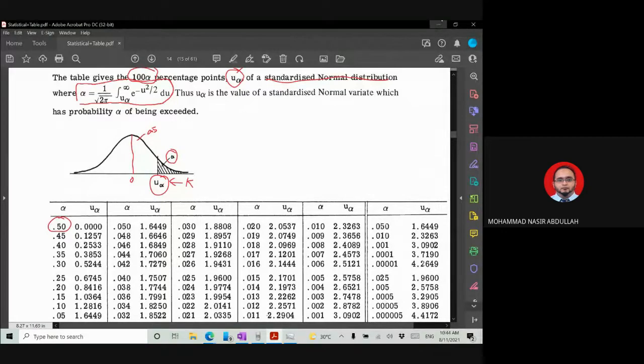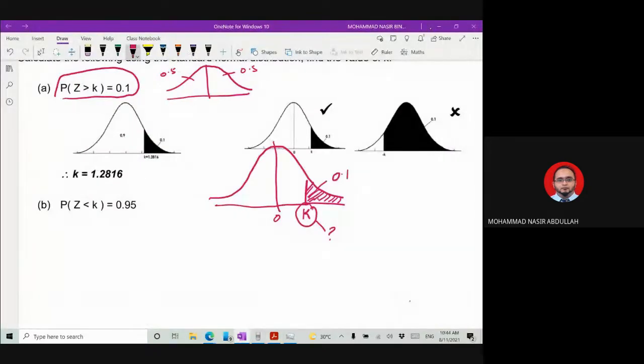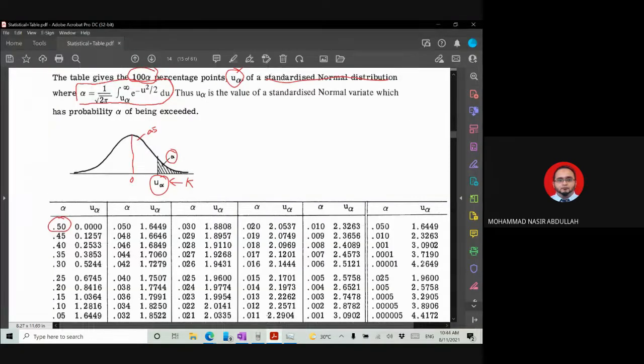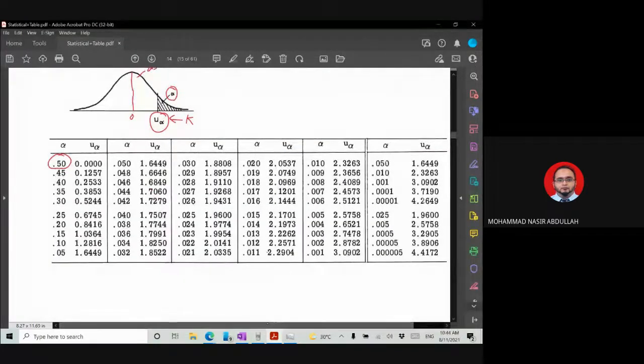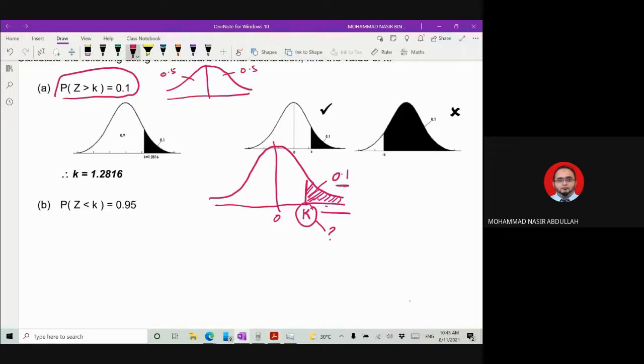So now look into this one. We want to find the value of K where alpha is equal to 0.1. So we need to find alpha 0.1. So alpha 0.1 is 1.2816. So K here is 1.2816. Do you understand?